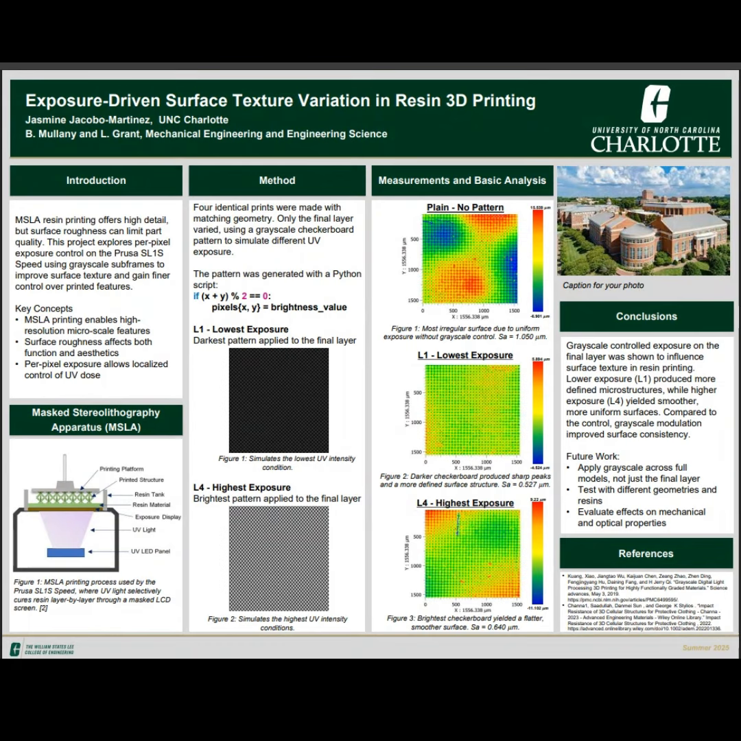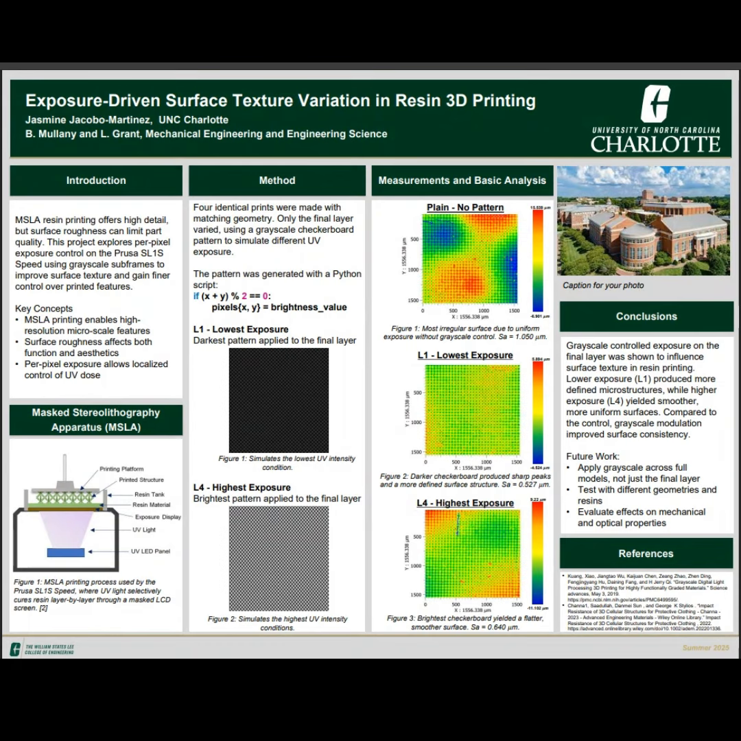To do this, I created 4 identical test pieces, all with the same geometry and print settings. The only difference was the final layer, which I modified using a checkerboard pattern to simulate different UV exposure levels. Each version had a different brightness, from darkest L1 to brightest L4.